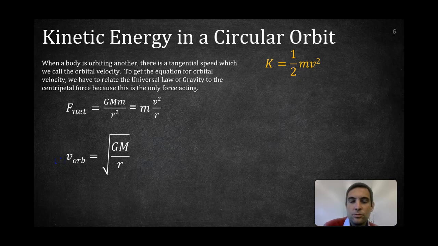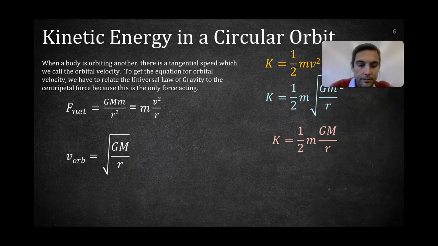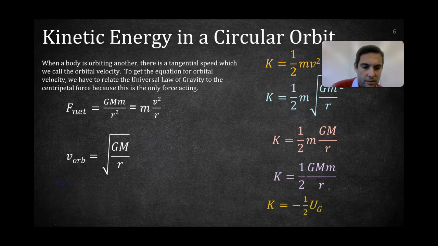Remember that kinetic energy is 1/2 mv squared. We can plug in that orbital velocity for the v in our kinetic energy to solve for whatever kinetic energy is. And when we do that, we square the square root, so we get 1/2 m times G times M over r. Feeling kind of familiar here.